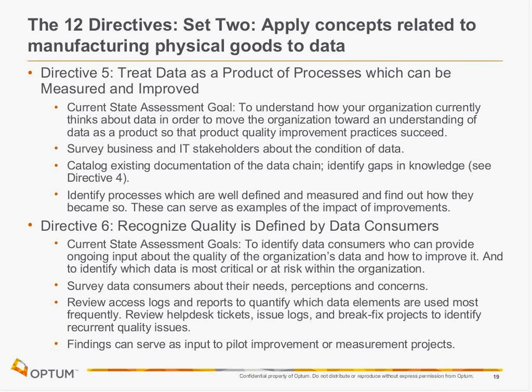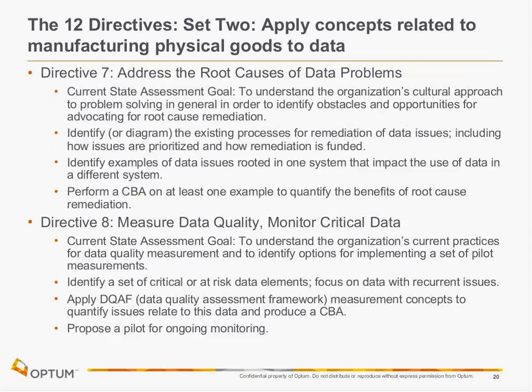The final two directives in this set are that you should address the root causes of data problems and that you should measure and monitor critical data. So when you talk about addressing the root cause of data problems, again, this is a question of your company's cultural orientation to solving problems in general. So how does your organization solve problems, you know, of any sort, not necessarily related to data? And how do they work together? What kinds of behaviors get in the way of solving problems? And which ones enable the organization to solve problems?